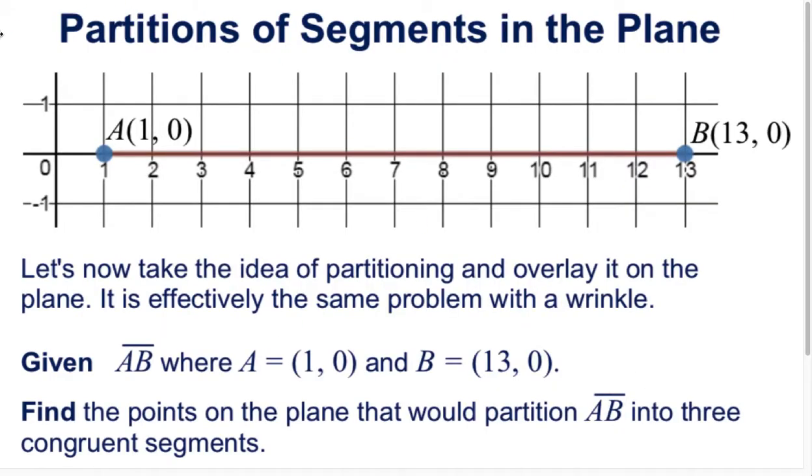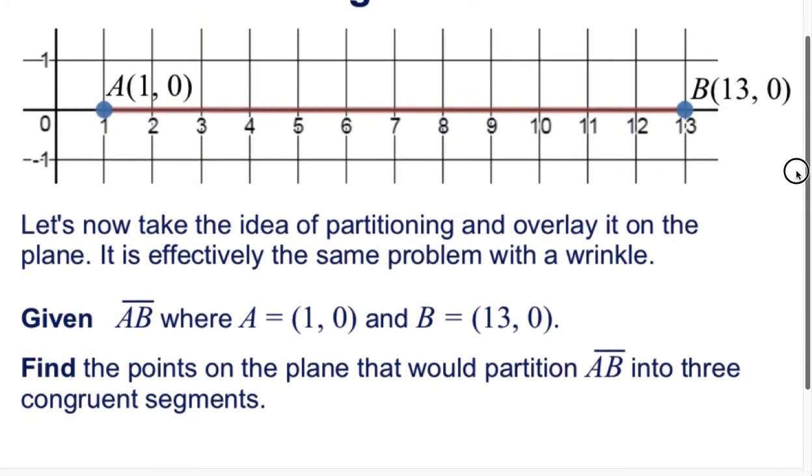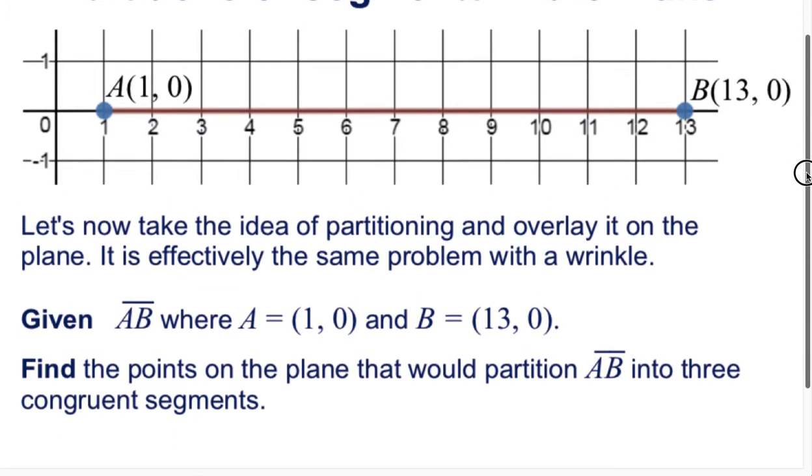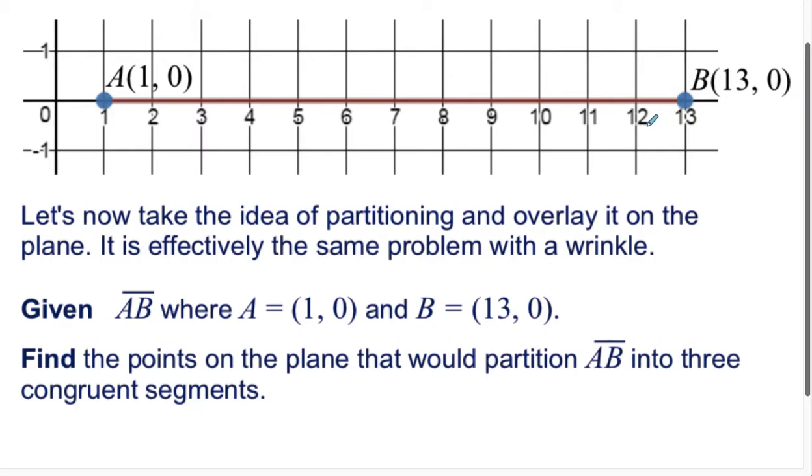Okay, so let's take a look at it in terms of analytical geometry, which is to put things in perspective of the coordinate plane. In this case, we have A labeled at (1, 0) and B labeled at (13, 0). We want to be able to find a point or points on the plane that would partition AB into 3 congruent segments. It doesn't give me any type of ratio, it's just asking me to separate this into 3 equal segments. First, in order for us to find the length of each segment, I first need to find the total length.